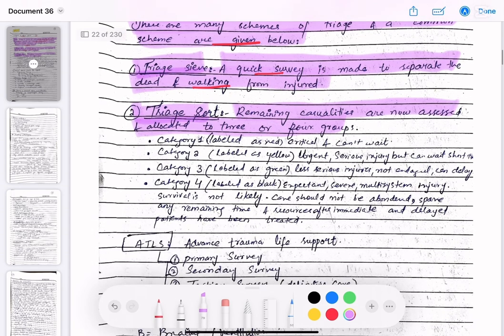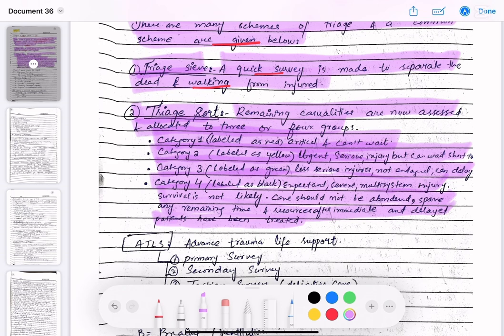Category 1 is labeled as red, critical and can't wait. Category 2 is labeled as yellow, urgent, serious injury but can wait a short time. And category 3 is labeled as green, which is less serious injuries, not endangered and can be delayed. Category 4 is labeled as black and it is expectant, severe multi-system injury and survival is not likely. So the care should not be abandoned. Spare any remaining time and resources after immediate and delayed patients have been treated.